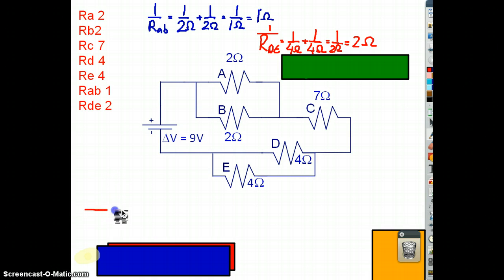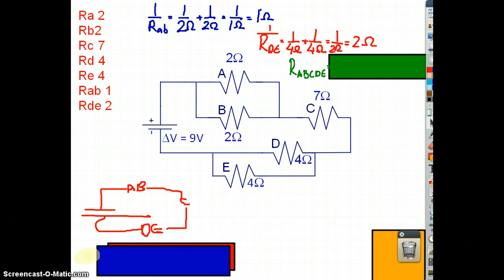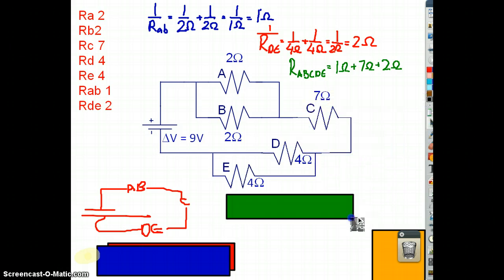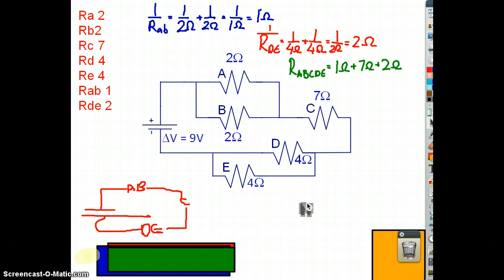Let me redraw here real quick. If we redraw this, we've got the battery, we've got AB as one thing, we've got C as one thing, and then we've got DE as one thing, and it comes back together. And when you look at that, now it doesn't look like parallels, now it looks like a series. So we have to add AB plus C plus DE, because in a series, resistance is simply added up. Resistance A, B, C, D, E, so that's all of them, equals 1 ohm for AB, plus 7 ohms for C, plus 2 ohms for DE. So my equivalent resistance for the whole circuit is going to be a whopping big 10 ohms. That's my equivalent resistance.